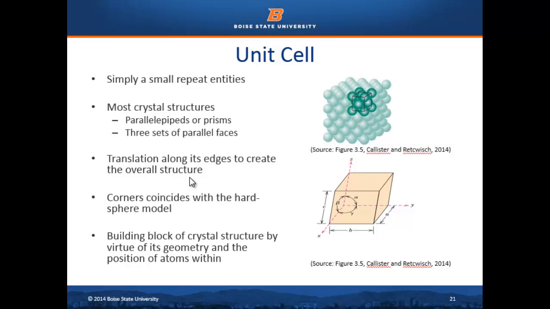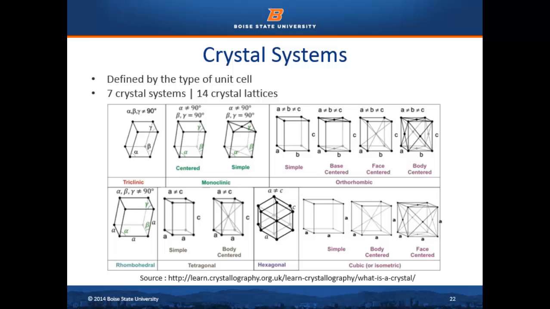The corners coincide with the hard sphere model. Therefore, unit cells are actually the building blocks of crystal structure by virtue of their geometry and the disposition of atoms within. There are various types of unit cell, and they describe crystal systems. There are 7 crystal systems. There are also 14 crystal lattices, or Bravais lattices, as seen in the picture here.